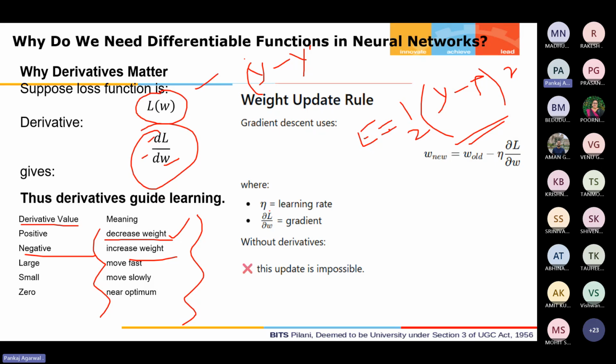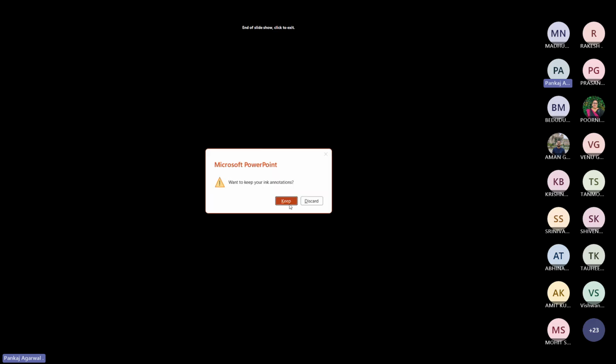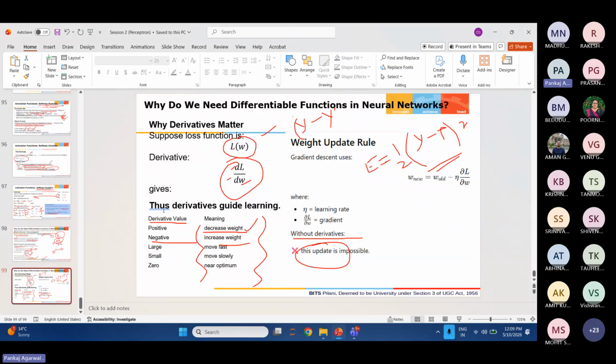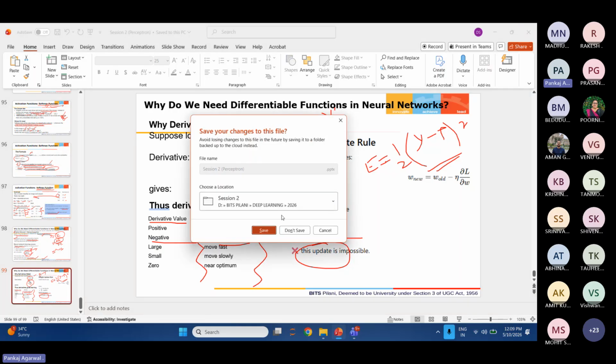And so without derivatives, updating the weight values or the bias values would become impossible. That's the only thing I can tell you at this stage, right? Don't worry, we will build this understanding when we start doing gradient descent in much greater detail. So at this stage, this thought process was enough.